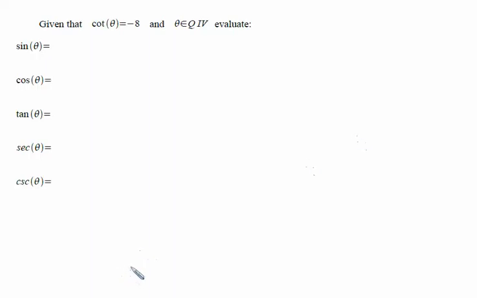Welcome to this video tutorial on even more problems pertaining to the trig functions with the unit circle. In this scenario, we are looking at a problem where we know a particular value of the cotangent and we know the quadrant in which this angle is located. Our notation up here is telling us that theta is in quadrant 4.